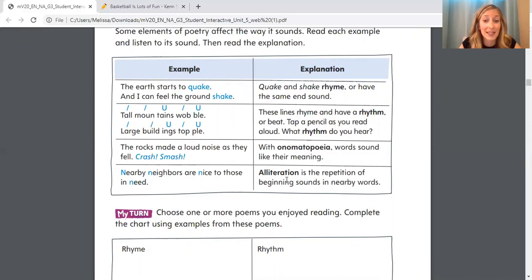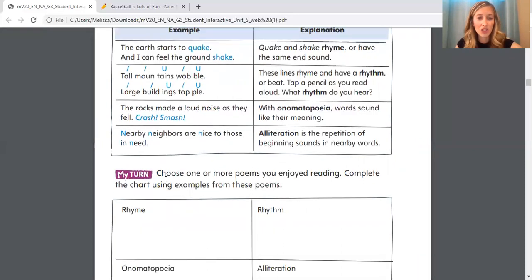Our last example is alliteration. Look at these N's that are in blue. Nearby neighbors are nice to those in need. Alliteration is the repetition of beginning sounds in nearby words. So almost every word in this sentence begins with the letter N and has that sound that the N makes. Nearby neighbors are nice to those in need.